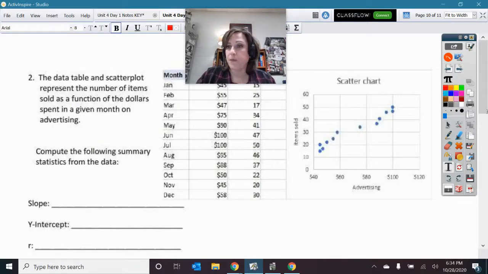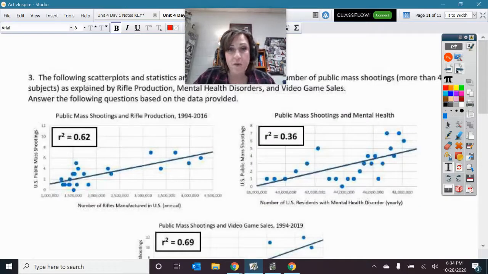Okay, here's the other one. And then after that, some very interesting information. This is real data about a sensitive topic, so hopefully this is not going to disturb you too much, having to do with the rise in public mass shootings.